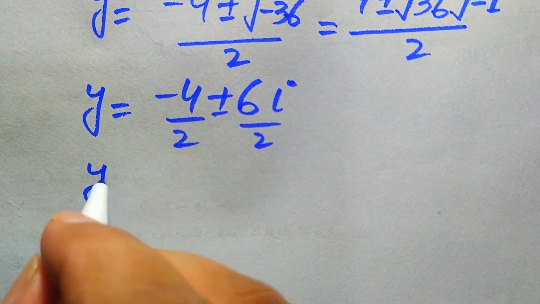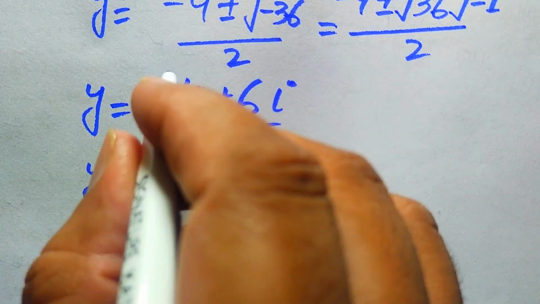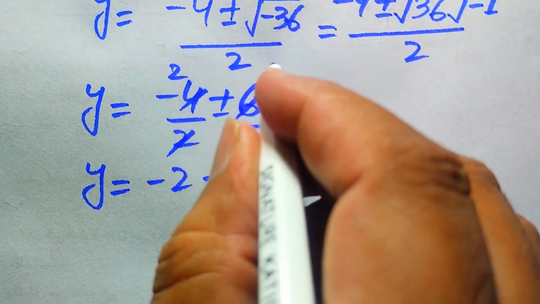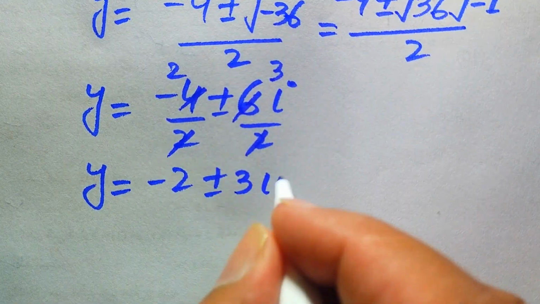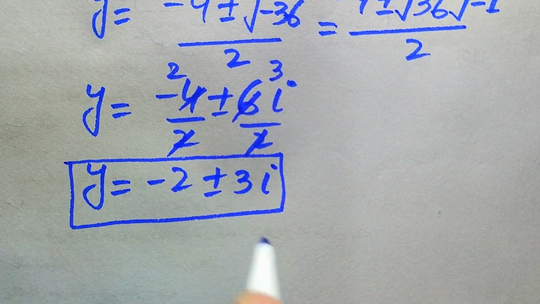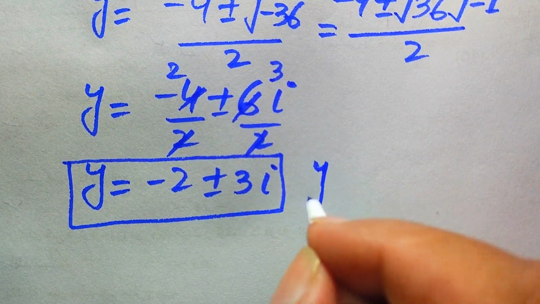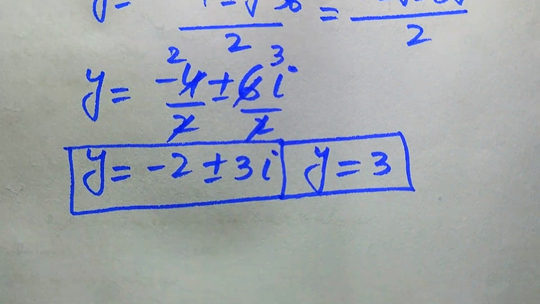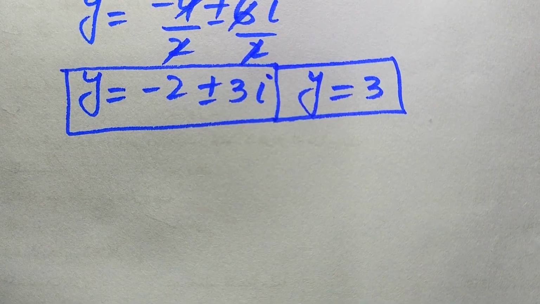And now in the next step we have y equals, this is 2 times 2 becomes 4, and we get minus 2 plus minus, this is 2 times 3 becomes 6, and we get 3 times iota. So these are the other two complex roots of the given equation. So here we get these are the three values of y, and now we need to move backward and we put the value of y here.